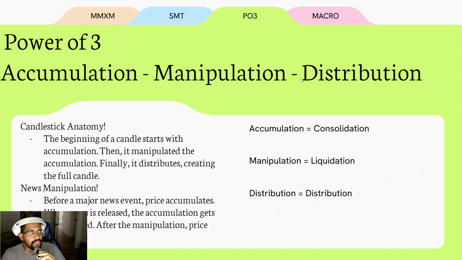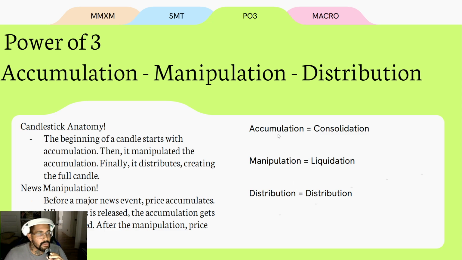Next, power of three. Why is it called power of three? Because it is 3 words. The power of the 3 words: accumulation, manipulation, distribution. They also call it AMD, so you'll hear them interchanging. Oh, there's some AMD here. This is good. There was power of 3 here. People will just say straight up accumulation, manipulation, distribution. These are the correlated words with accumulation, manipulation, and distribution.